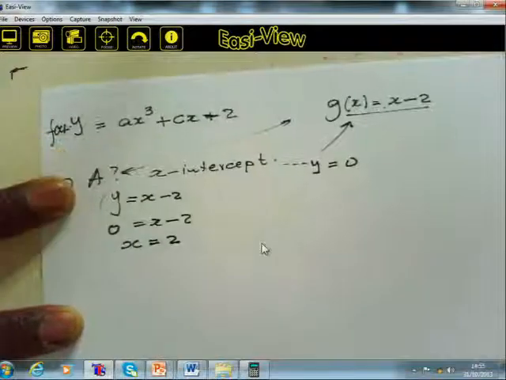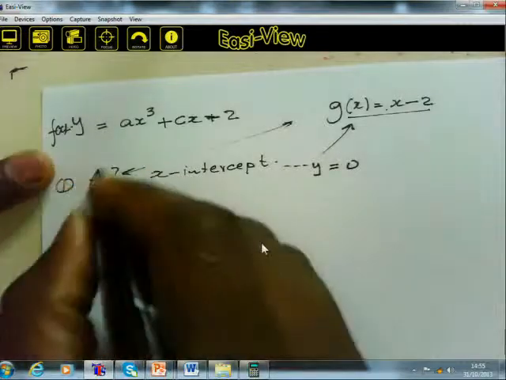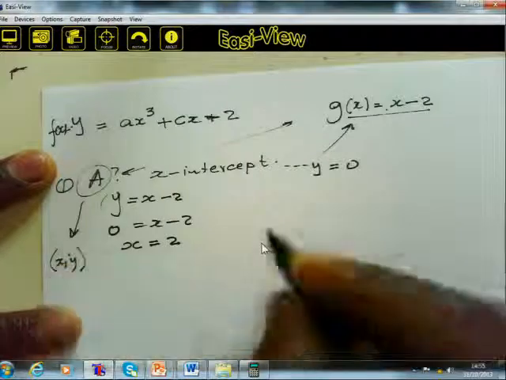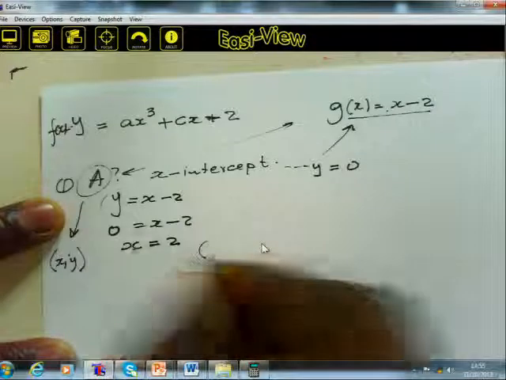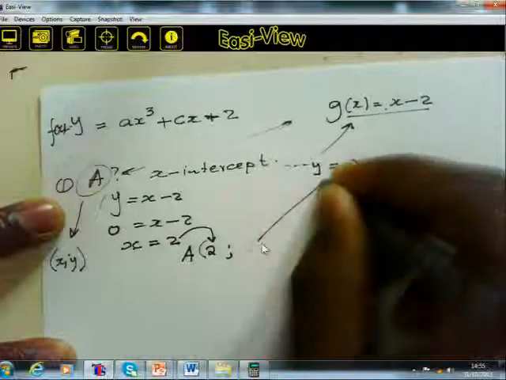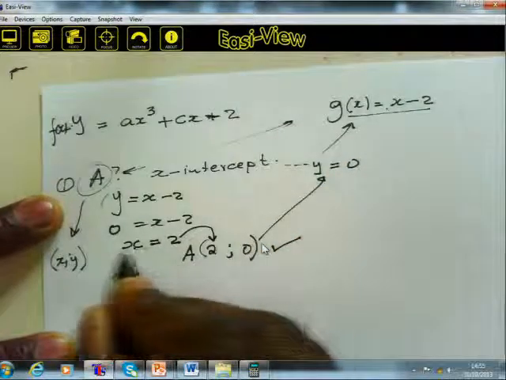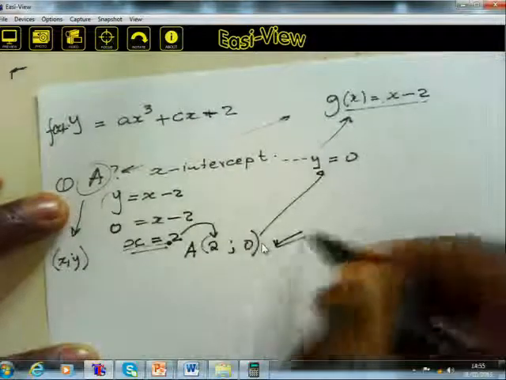Now, what did the question say? It said find the coordinates, not the x value of A: the coordinates of point A. Coordinates are supposed to be in x and y. So using x and y, the coordinates of point A: x comes here, it's 2. y is that value, 0 there. This is where you get your 1 mark. You don't get the mark by saying x is equal to 2. That is not correct. The coordinates must be (2; 0).